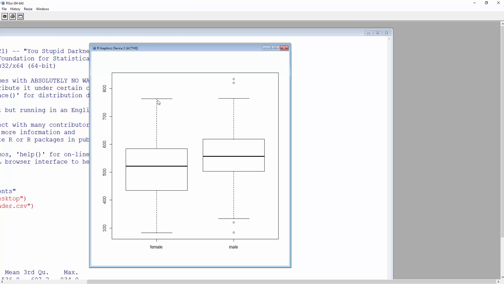Also, you can notice that the females, between the max and the min, between the upper fence and the lower fence, have a bigger range, and also the IQR is larger. This box looks longer than this box, so the IQR in the female is longer than in the male. So you can compare these side by side, and that's how you do that.